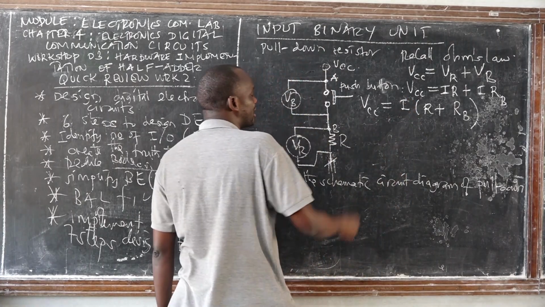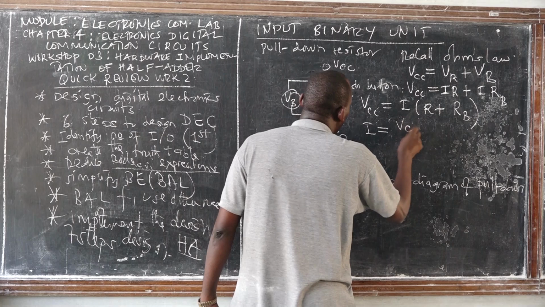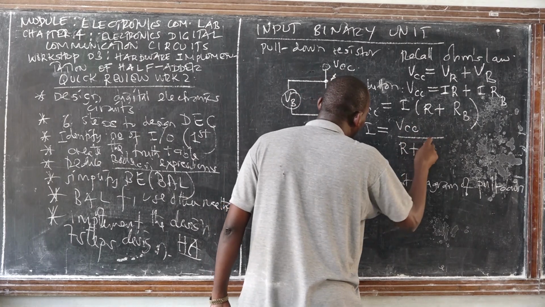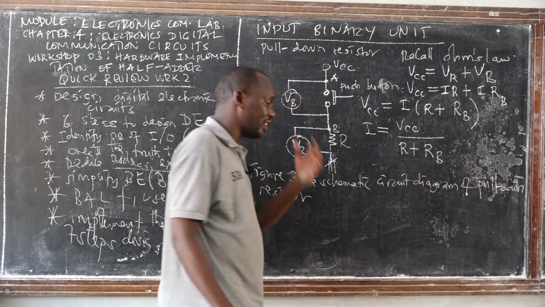So current is constant, so make current the subject. We have VCC over the resistor plus the resistor of the push button.